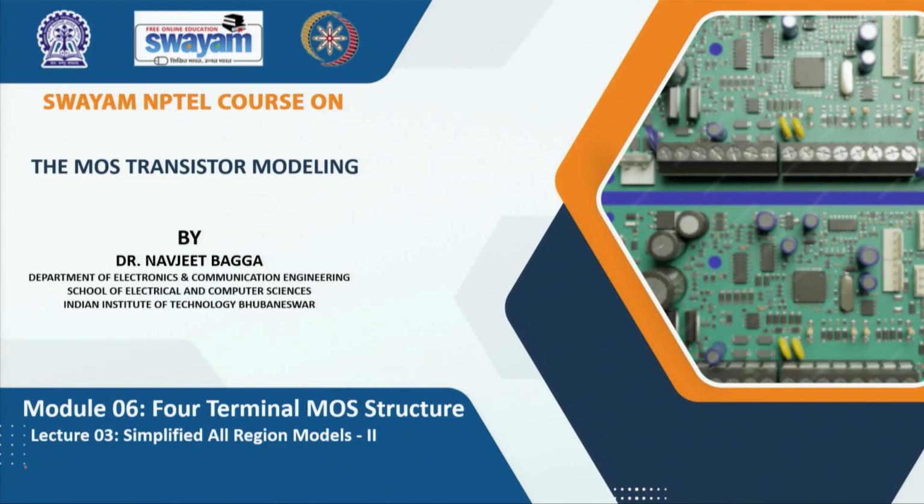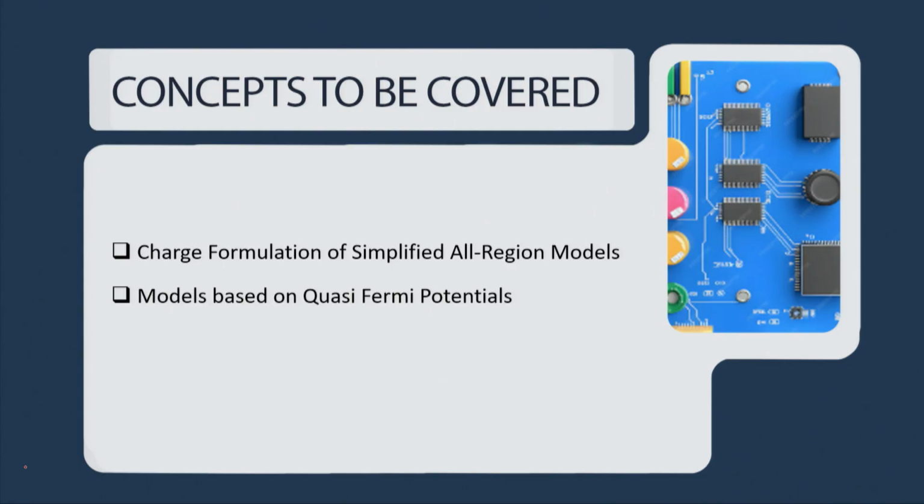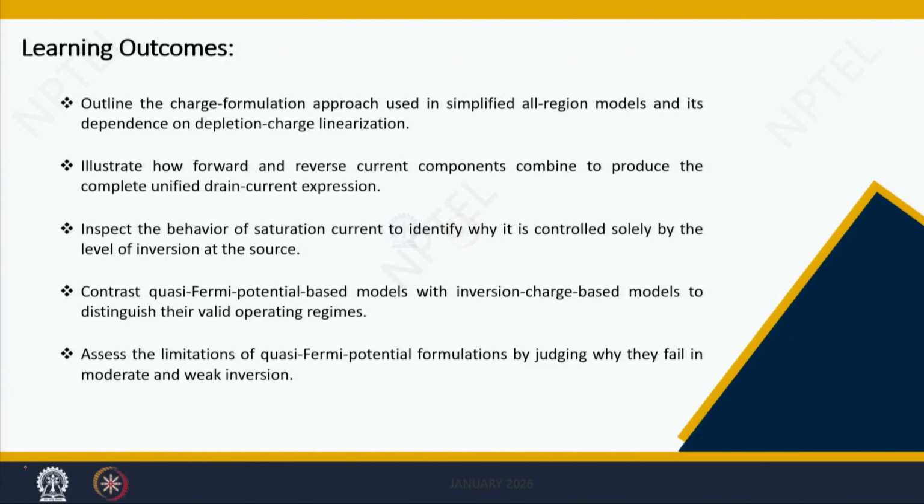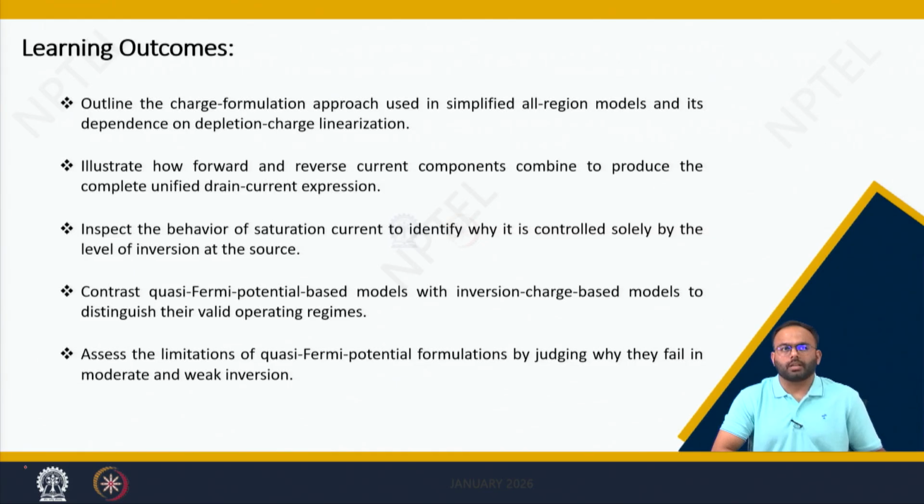We are in module 6, lecture number 3, Simplified All Region Model part 2. In this lecture, we are going to see whether we can formulate our ID with respect to charge instead of going for surface potential, and also we will see the formulation of the current in terms of quasi-Fermi potential. These are the learning outcomes of this lecture, which help you understand the simplification in the modeling and how we can proceed for quasi-Fermi potential modeling.